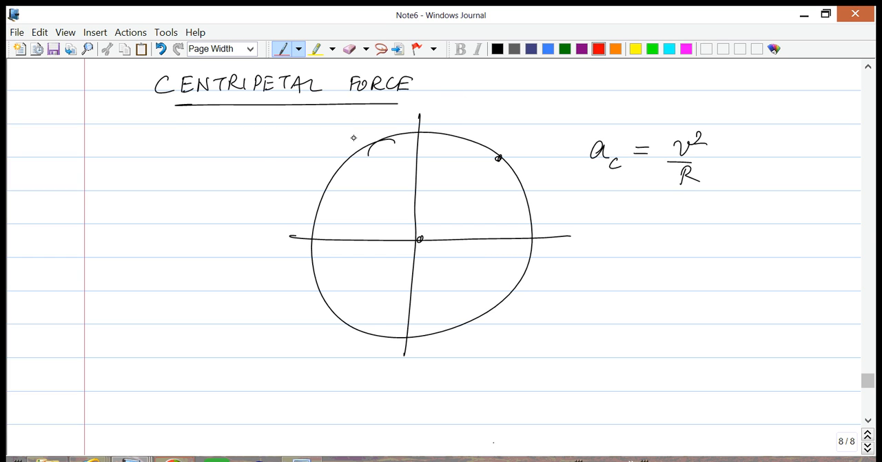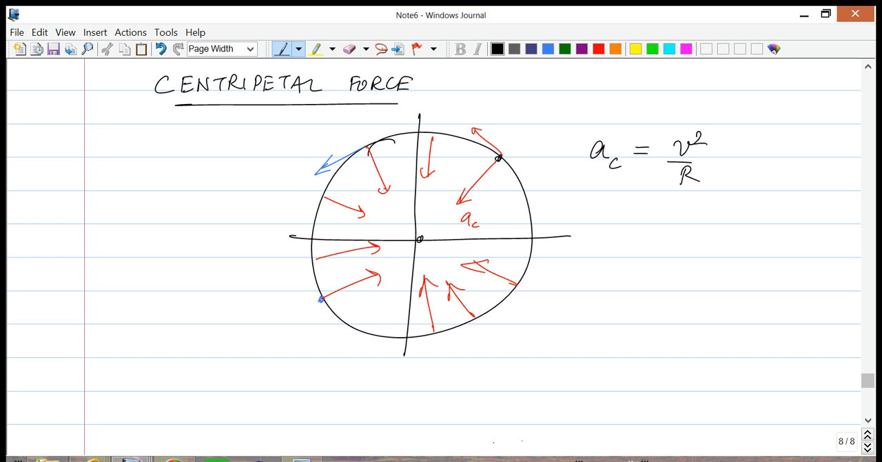So wherever you are, whatever you are doing, the centripetal acceleration is always pointing towards the center. If the velocity is pointing here, the centripetal acceleration is here. On the other hand, if you are located here, the centripetal acceleration is pointing here. So this picture is very important. Remember this: the centripetal acceleration is always pointing towards the center of the circle, not away from the center. That's the bottom line.